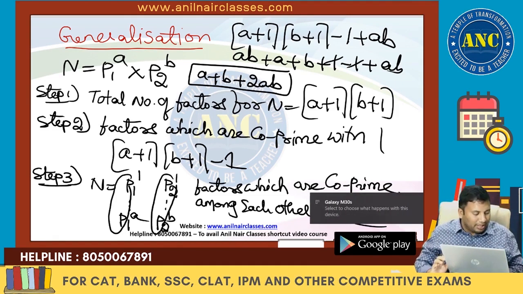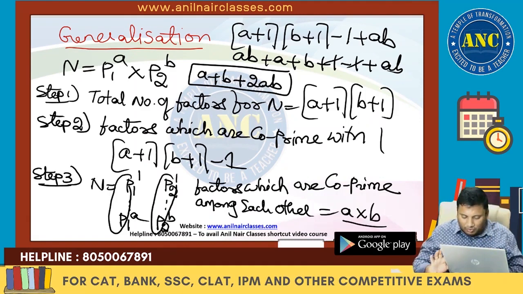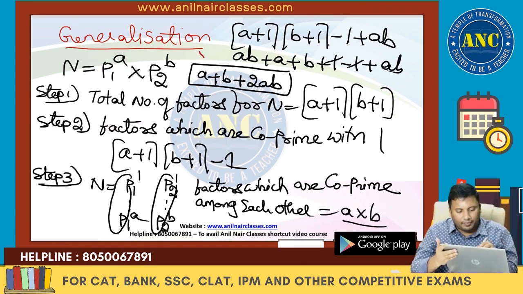(A plus 1) into (B plus 1) minus 1 plus AB. It is A plus B plus 2AB.